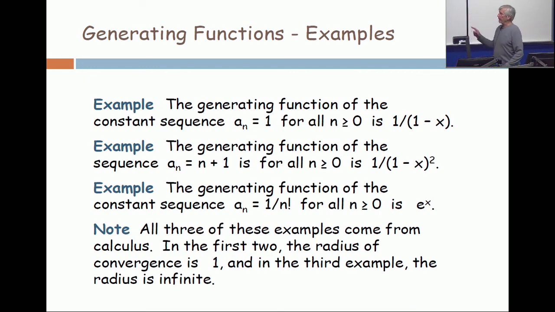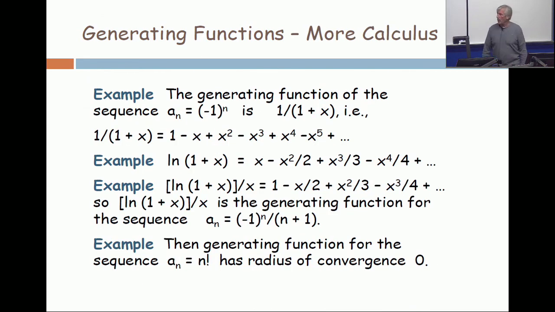Now a comment. As we progress, I'm going to drop this phrase for all n greater than or equal to 0, and I'll just talk about the sequence an equals n plus 1. When I say that phrase, an equals n plus 1, you're supposed to remember he means that expression is valid for all n greater than or equal to 0. But I get tired of writing n greater than or equal to 0, so with time, I'll stop. Okay, here's some more calculus. The generating function of the sequence an equals minus 1 to the n. So you see how I dropped the n greater than or equal to 0?